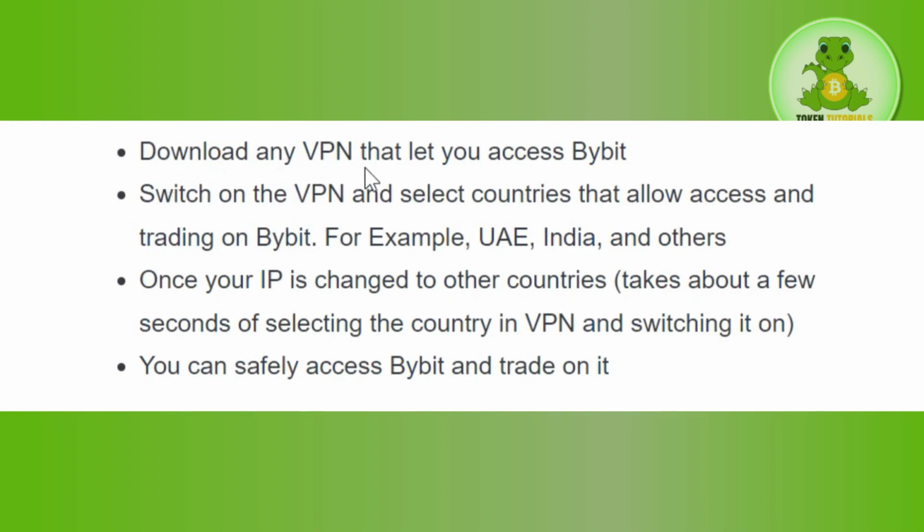Once you have successfully downloaded a VPN, you need to switch to the VPN and select a country that allows access, such as UAE, India, and others. Then once your IP address is changed to another country, you can safely use and access Bybit and trade on it.